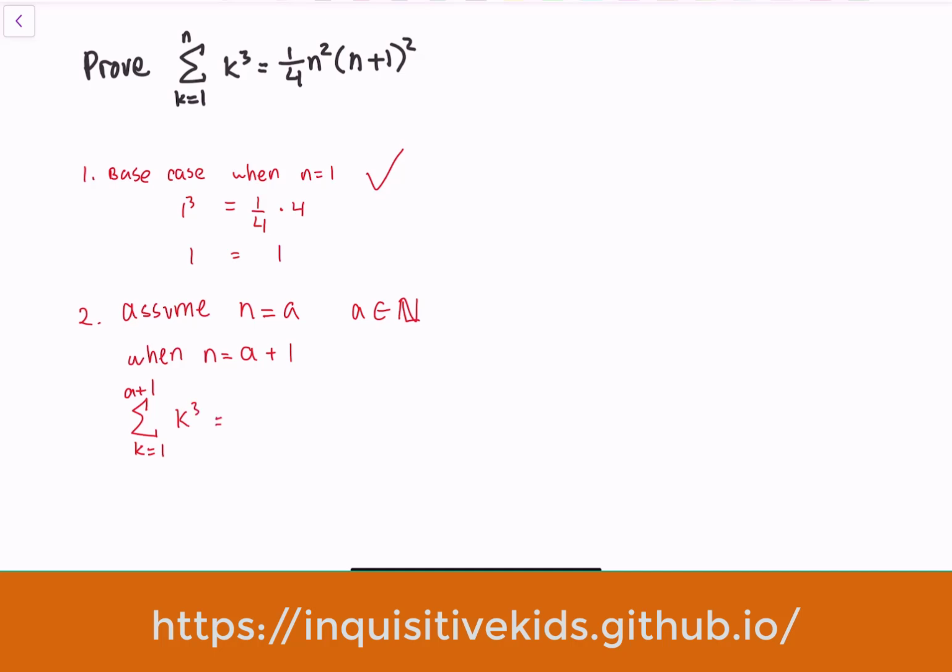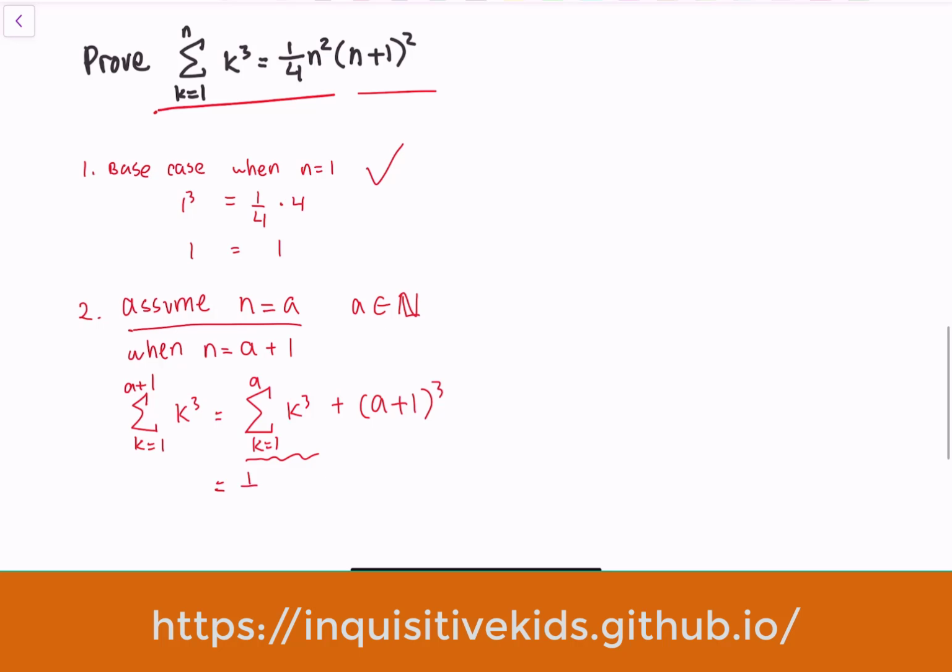And this series has the series k equals 1 to a in it. But it has one more term, which is a plus 1 cubed term. So we are working currently under the assumption that when n is equal to a, this equation holds true. So we can rewrite this sigma using the equation, which is 1/4 times a squared times a plus 1 squared plus a plus 1 cubed.